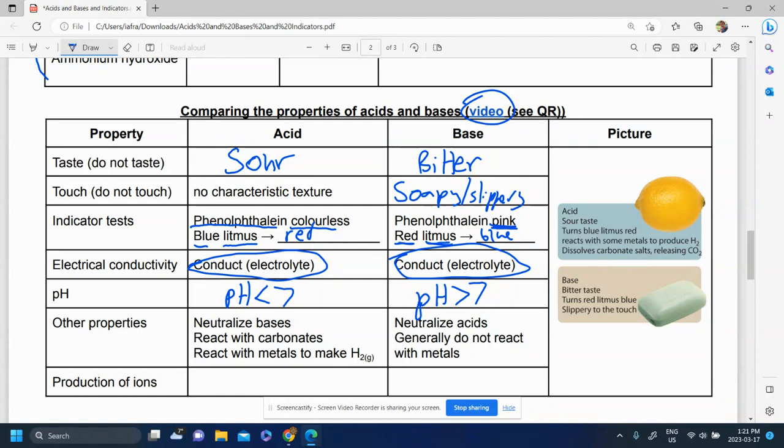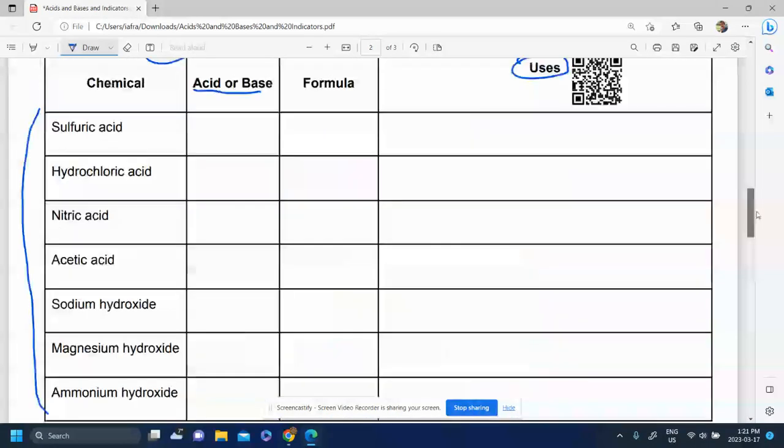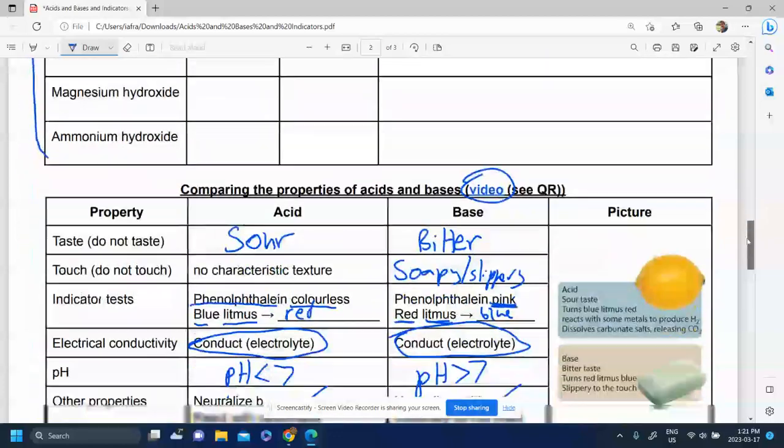Other properties that you'll learn about in the video as well is that acids, they'll neutralize bases, they'll react with carbonates, and they'll react with metals to make H2. Bases will neutralize acids. They generally do not react too much with metals. And then you'll also see the ion production. So remember that your acids generate H plus, or you could say H3O plus, whereas bases generate OH minus in solution. So that's all the stuff you'll learn about within those videos. Please make sure you watch that. Make sure you know examples of acids and bases and practical applications, and make sure you know the properties of acids and bases well.